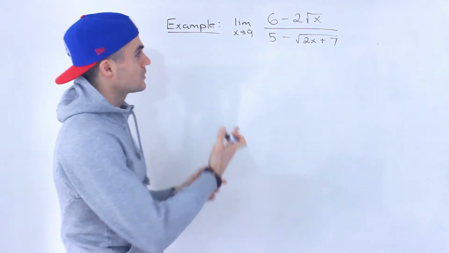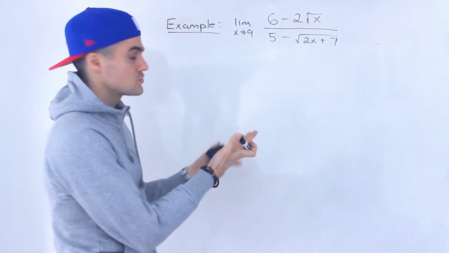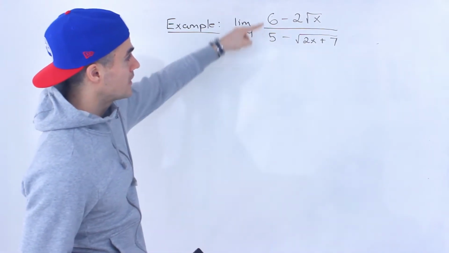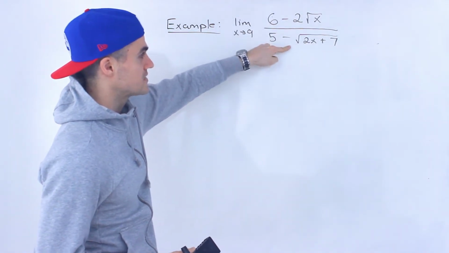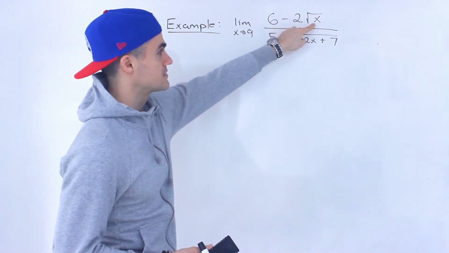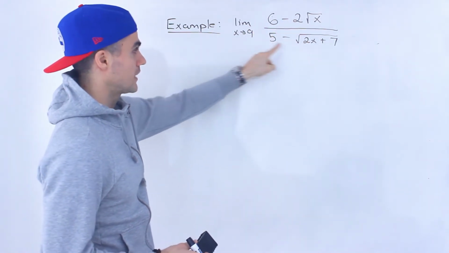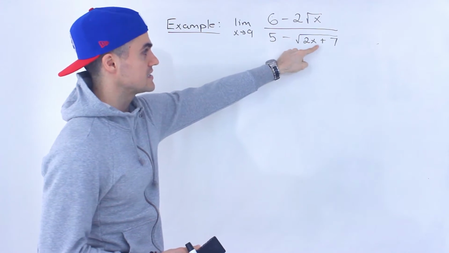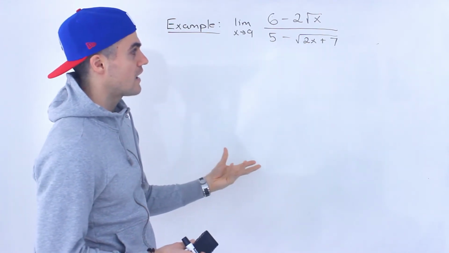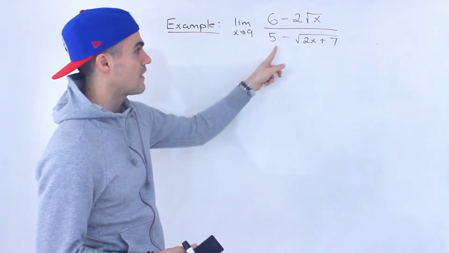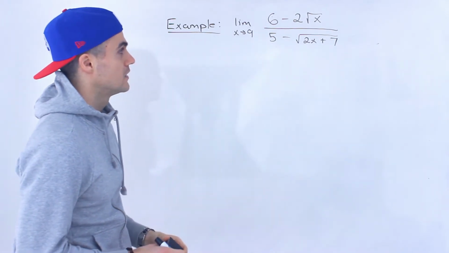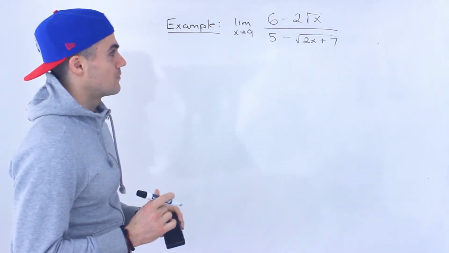So first thing to notice, if we do a direct substitution, what's going to happen? We're going to end up with 0 at the top and then 0 at the bottom, right? Square root of 9 is 3, 2 times 3 is 6, 6 minus 6 is 0. If we plug in 9 over here, 2 times 9 is 18, plus 7 is 25, square root of 25 is 5, 5 minus 5 is 0. So it's in that indeterminate format.